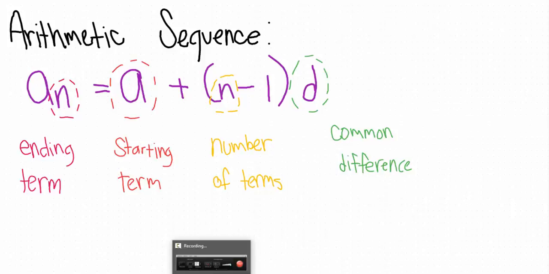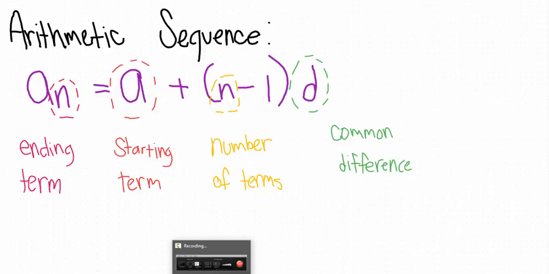An arithmetic sequence is a sequence of numbers where each term after the first is found by adding or subtracting the previous term by a common difference. The formula for an arithmetic sequence is an equals a plus n minus 1 times d.